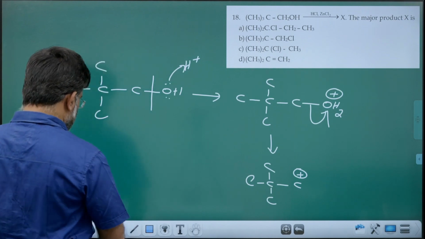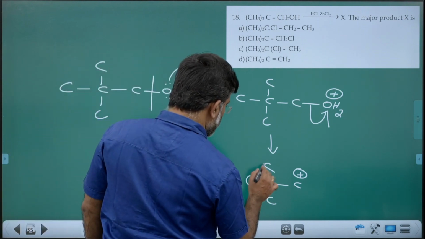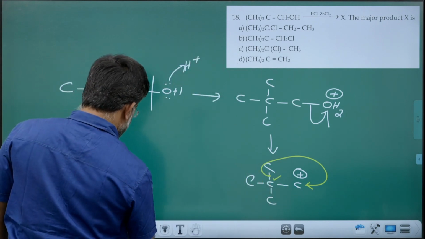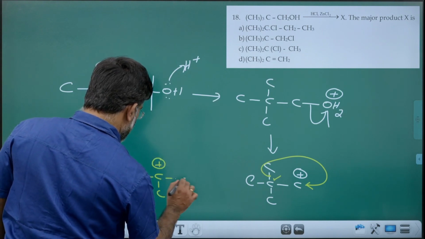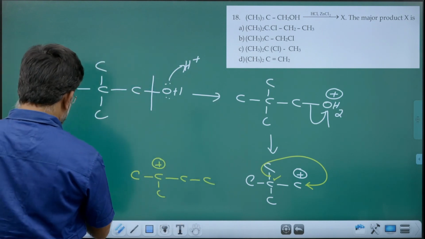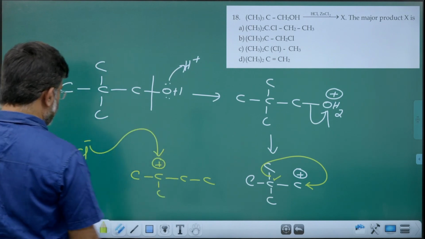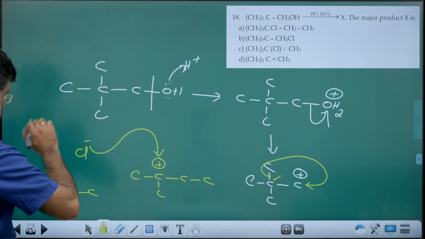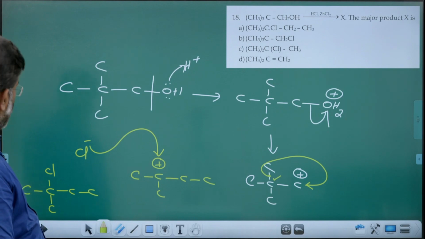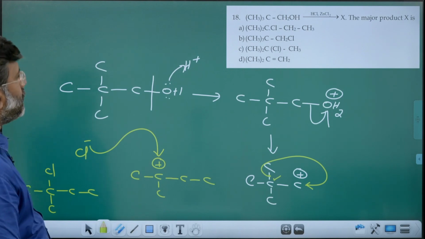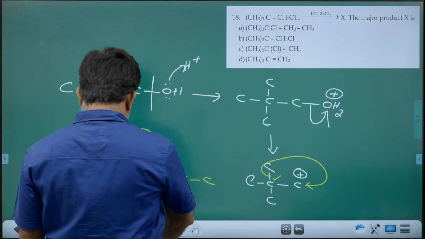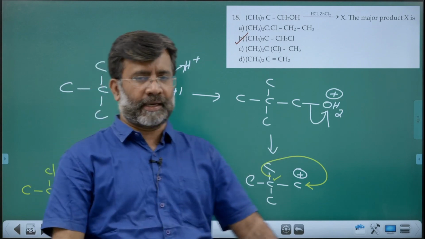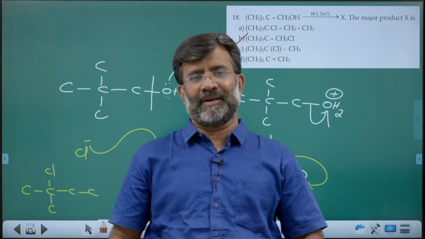Now comes the twist of the story. All of you know, this methyl group will migrate to this carbon and the positive center will be on this carbon. So you get a carbocation like this. And now Cl minus is introduced here to get the final product. You get it like this. Which one is the answer? (CH3)2CCl CH2CH3. Option B is the correct answer as a result of carbocation rearrangement.